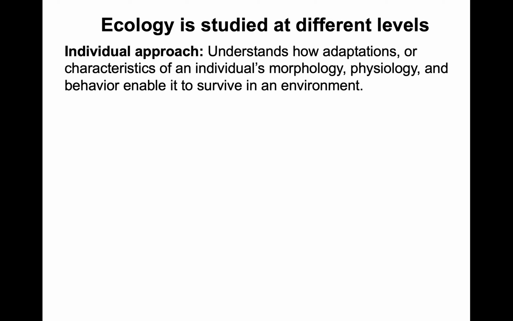So because biologists study things from very large to very small, I thought it would be useful to walk through a few different approaches that ecologists take before looking at a few different types of things that ecologists study. So ecology, again, it goes from studying small things to very big things. So the individual or organismal approach seeks to understand how adaptations or characteristics of an individual's morphology, physiology, or behavior enable it to survive in an environment.